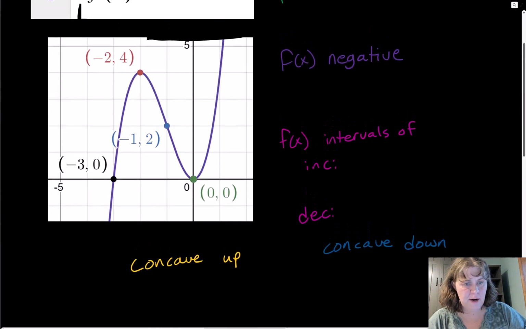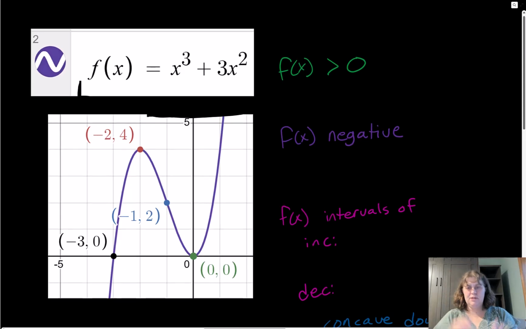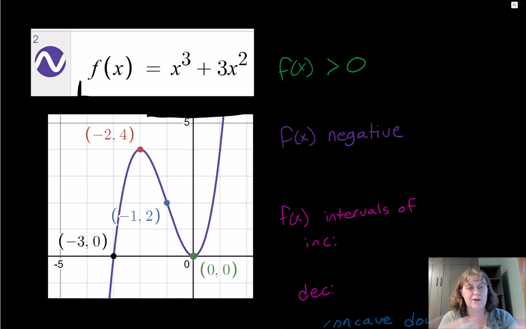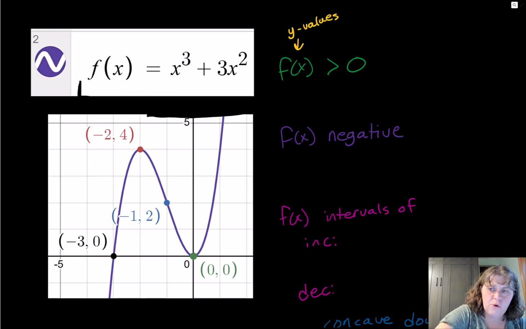I want to talk about a couple of other things that we need to discuss. So here's the function f of x equal to x cubed plus 3x squared. Here it is graphed out in Desmos. And one of the things that I can ask you is, where is f of x greater than 0? Or in other words, where is it positive? So f of x, remember, f of x is the y values or the outputs of my function. So where are my outputs positive?